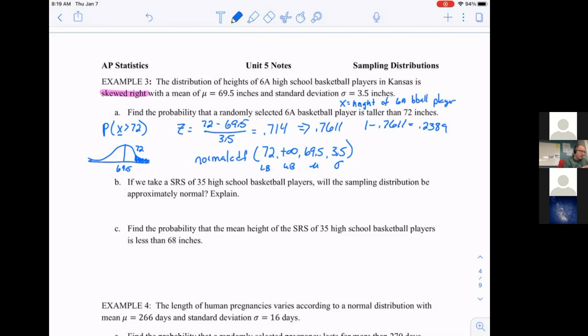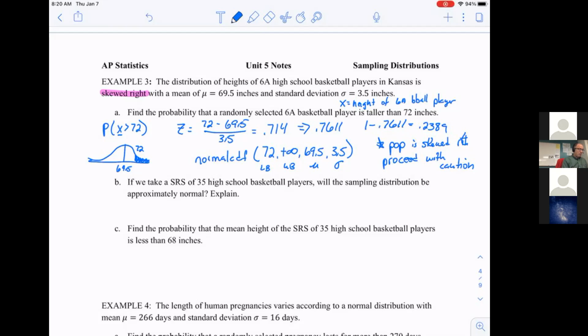So that means that, and the AP exam is not going to try to trick you, however, because the population is skewed right, we are going to proceed with caution. Okay, so that again is just something to keep in mind. If we're doing some type of normal calculation, what we're doing it on needs to be roughly approximately symmetric in order for that to happen. All right. So in part B, we're going to take a simple random sample of 35 high school basketball players.